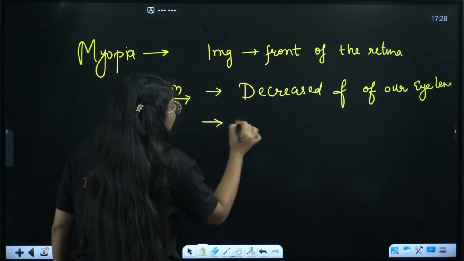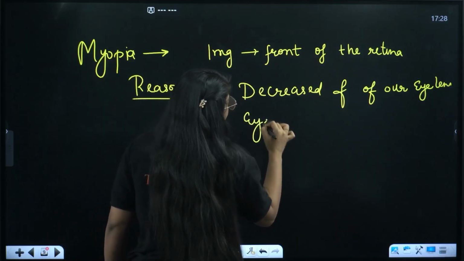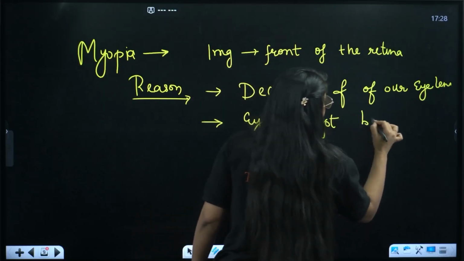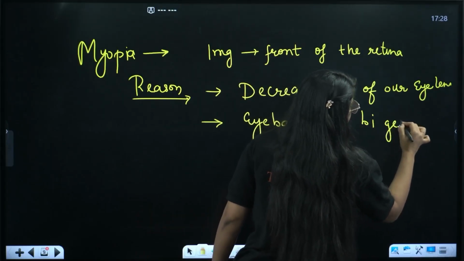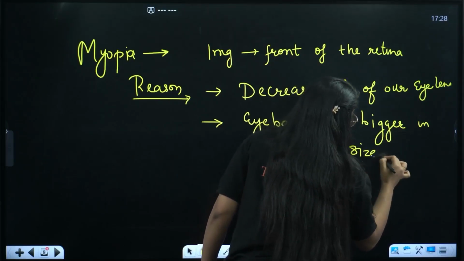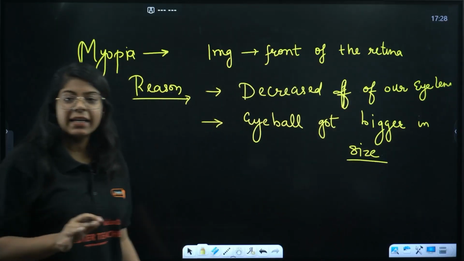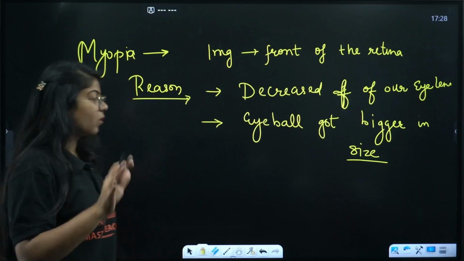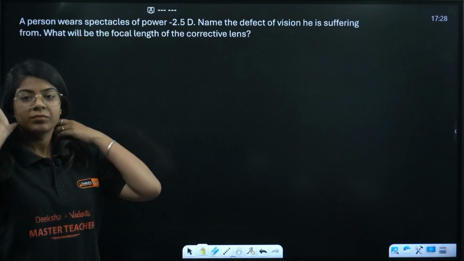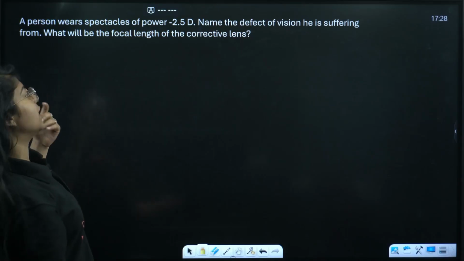And second is what? Eyeball got bigger. Okay, bigger in size. Done? Any doubt? The whole question is solved? Okay, very important. See, all the questions are of different kind, right? Okay, next let's read it carefully.